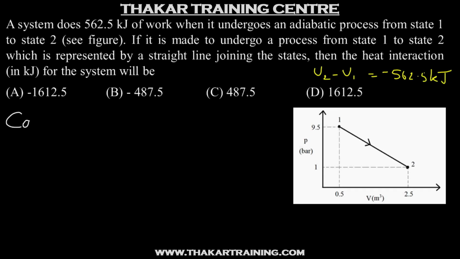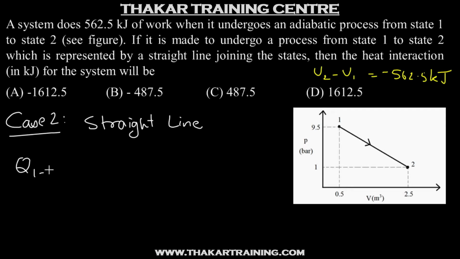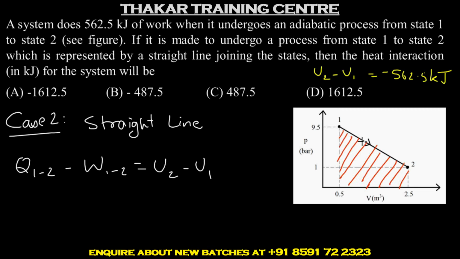So now when we do case 2, which is a straight line process, in this case we will have Q12 minus W12 equal to U2 minus U1. This is the first law of thermodynamics. So now we already know U2 minus U1. It is minus 562.5. So we need to find out W12. So what will W12 be given by? It will be this area, the area under this diagram. So this area is W12.